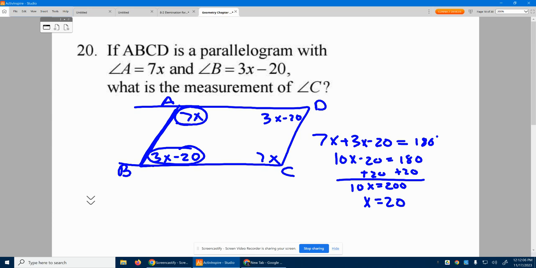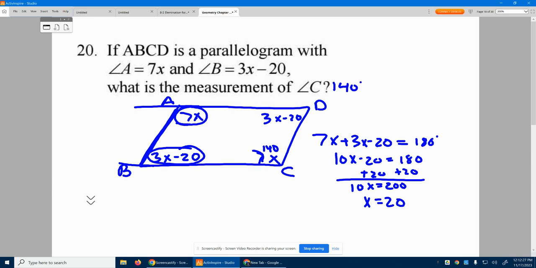What is the measurement of C? Now, C we know is the same as 7x, right? So if he's 7x, 7 times 20 makes him 140. So we know the answer to the problem is 140 degrees.